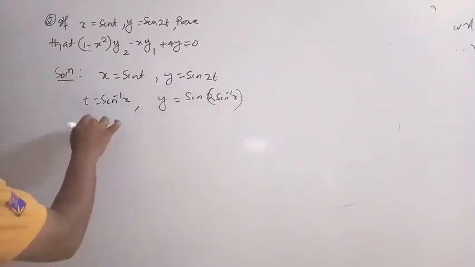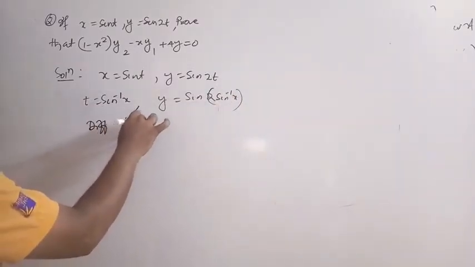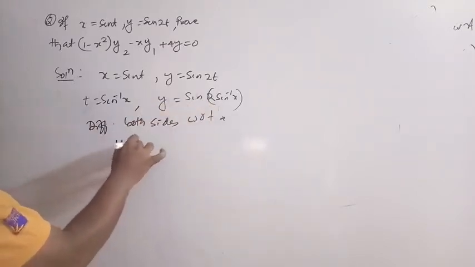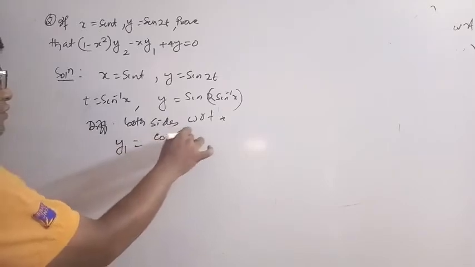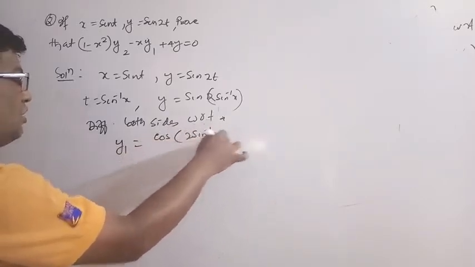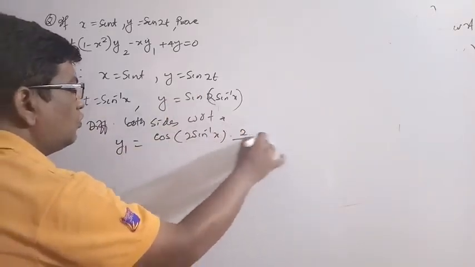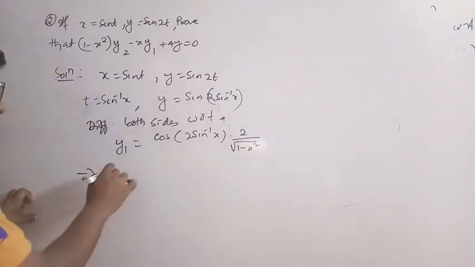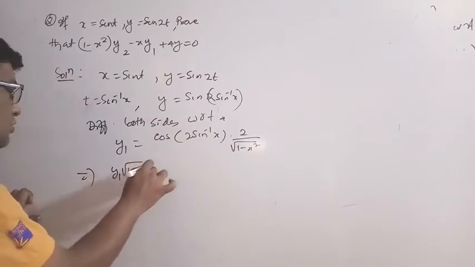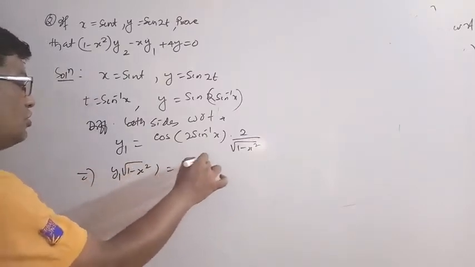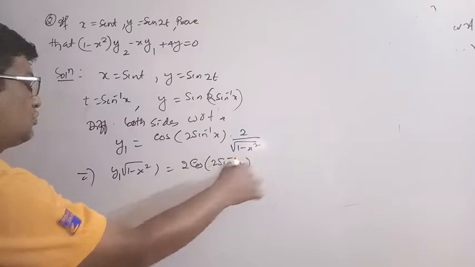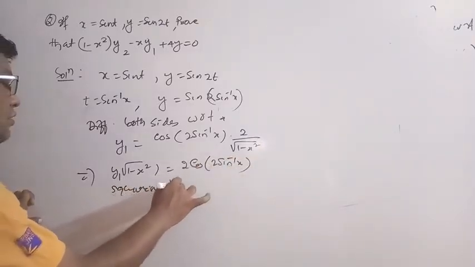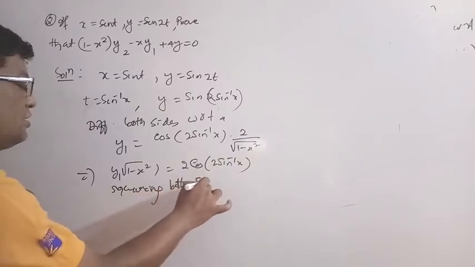Differentiate both sides with respect to x. So y1 is equal to cos of 2 sin inverse x into the derivative of 2 sin inverse x, which is 2 by root over 1 minus x square. Remove the fraction, so y1 into root over 1 minus x square is equal to 2 into cos of 2 sin inverse x. Squaring both sides.